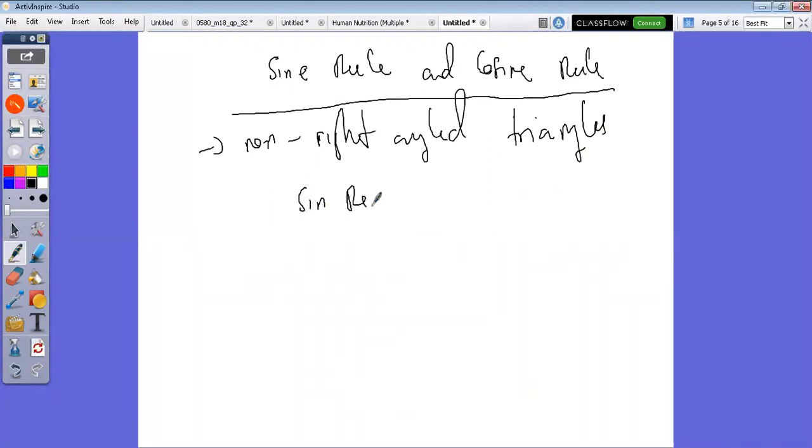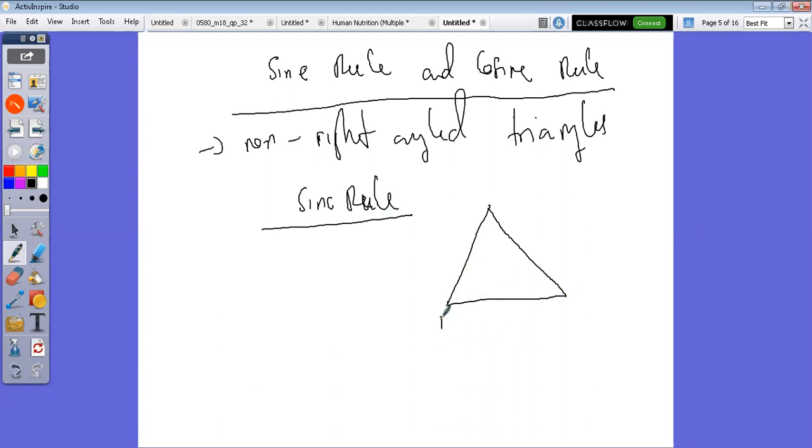The sine rule. Then I'll explain certain things, because you might ask me reasons, like why this, why that. So let's draw a nice triangle there, and we explain as we go.